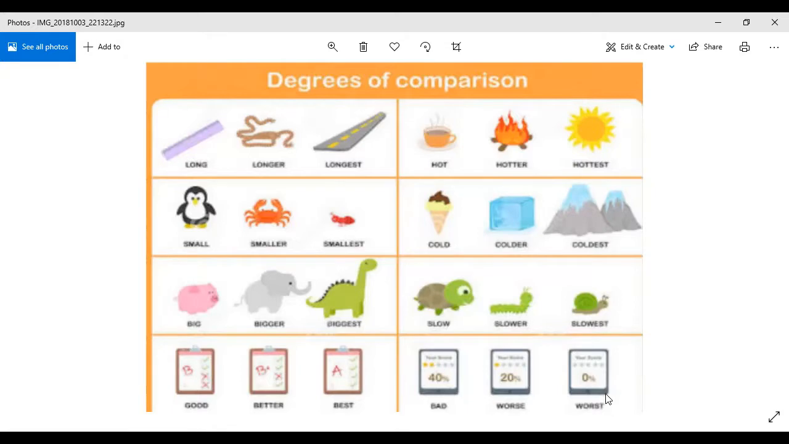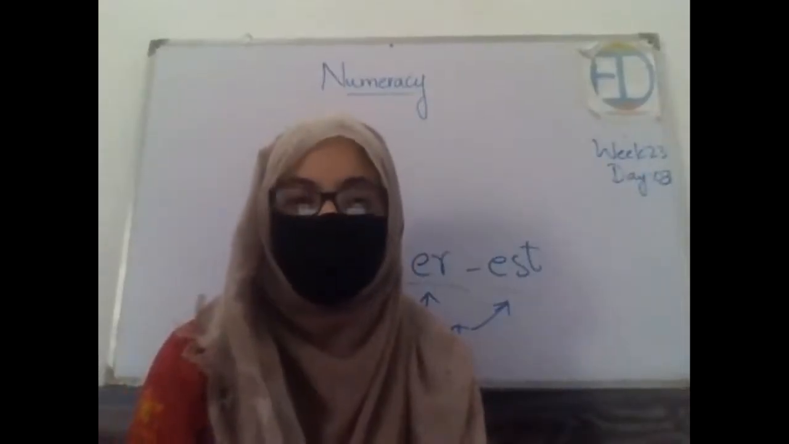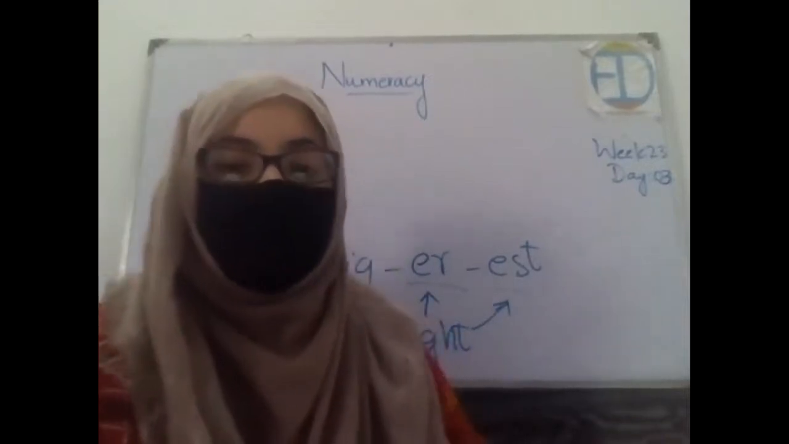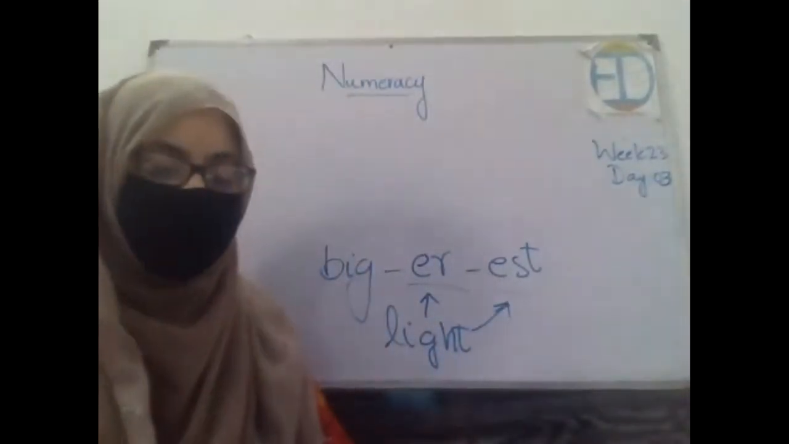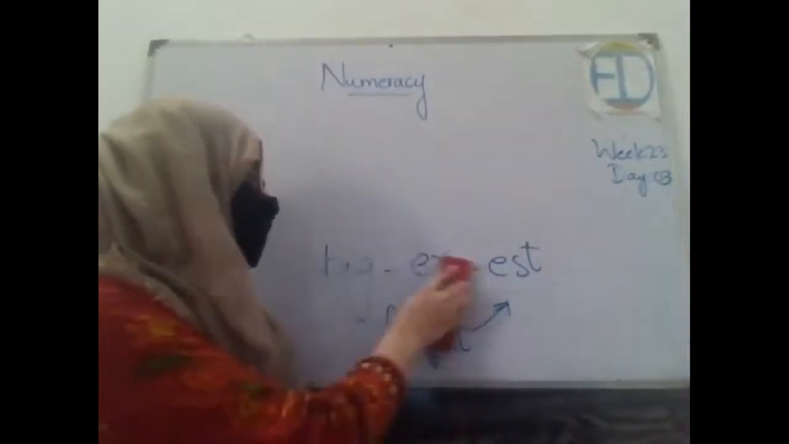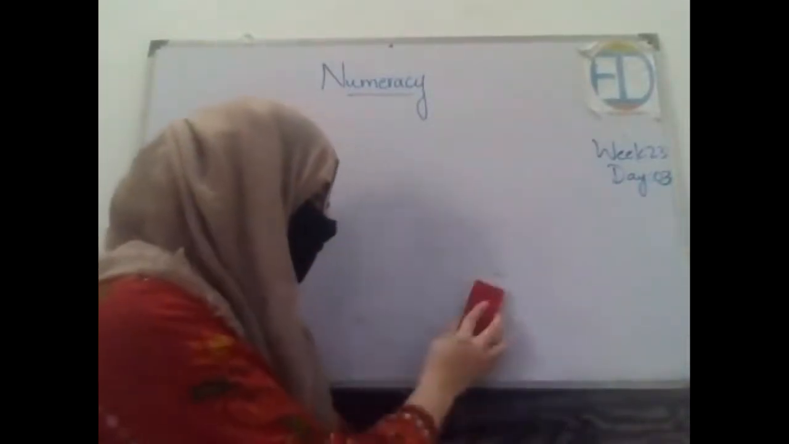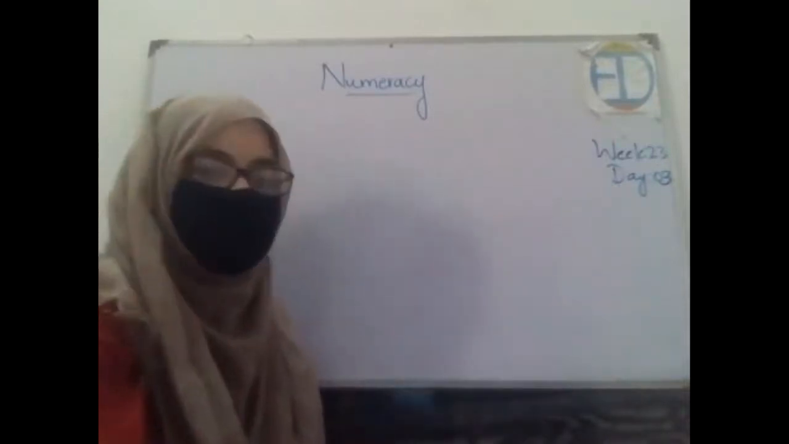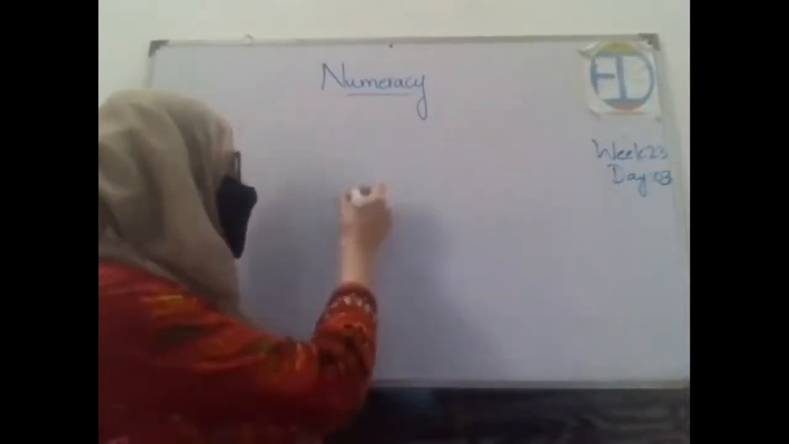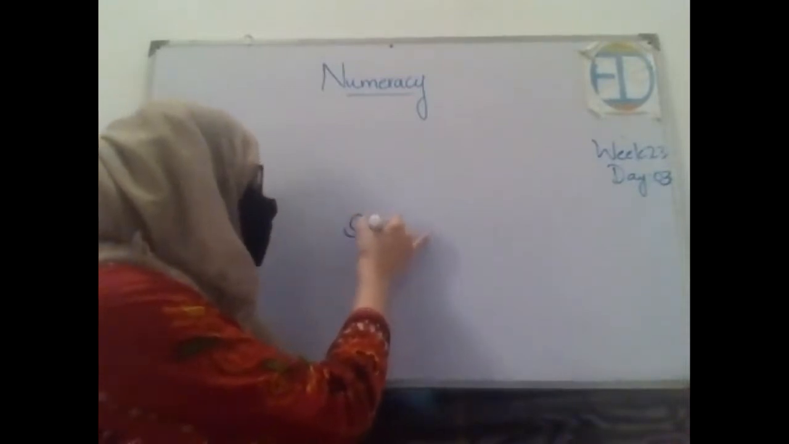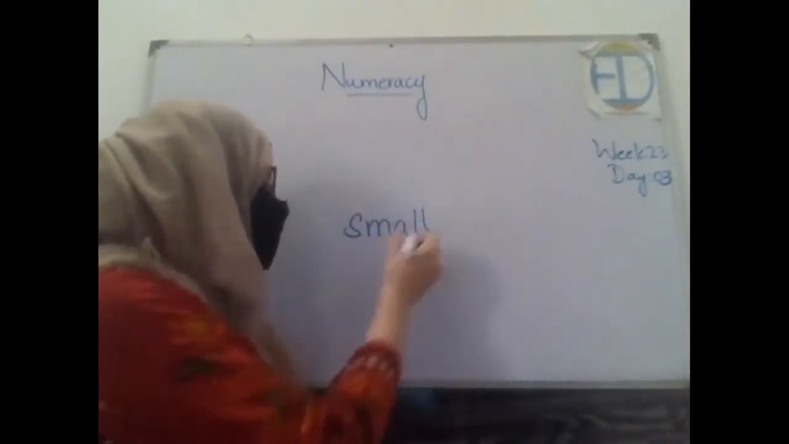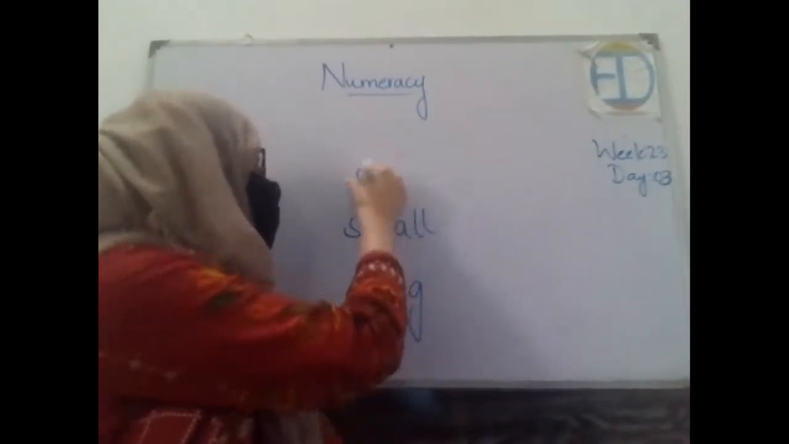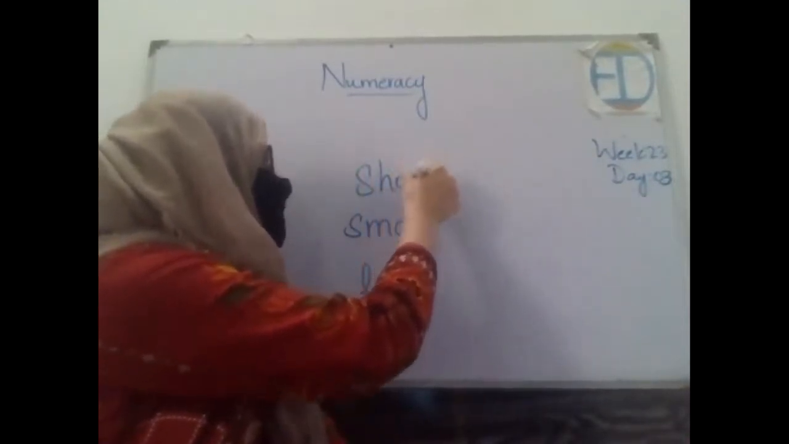Okay, so these were the degrees of comparisons, which are very common and basics that we use in our daily life. And again, the same thing, that we use the same formula, the same procedure for all of them. All of the words that we have learned, which are included in our syllabus, use the same method. Let's say if we talk about small, if we talk about long, if we talk about short, we will be using the same thing.